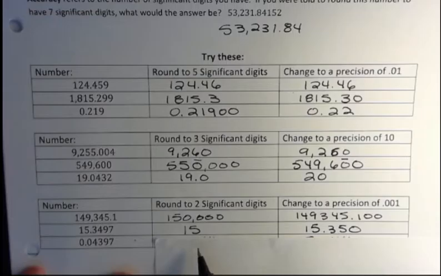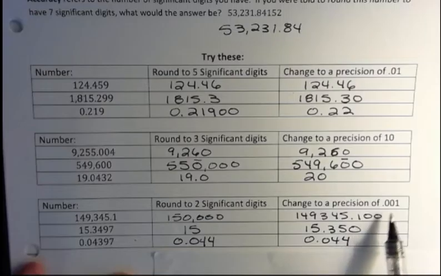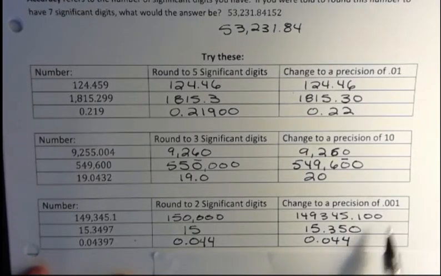0.04397, rounding to 2 significant digits, we have this is not significant and this is not significant. They neither one are. 2 significant digits here would be 4, and then that 3, which is followed by a 9, so it would round up to be 0.044. And that's the exact same precision we would get for 1,000ths, because that's going out to 3 places. So those 2 would be exactly the same, and the other 2 look pretty different.